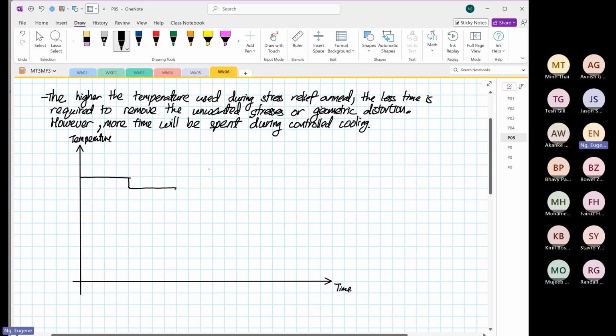This is just an example, okay? So you step down, right? So on and so forth, until we reach room temperature.